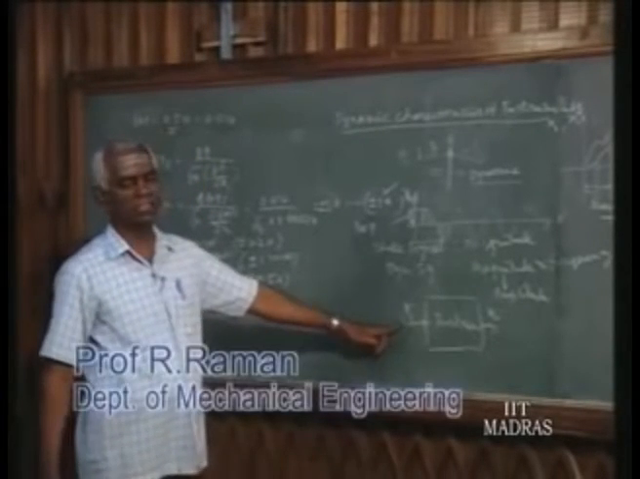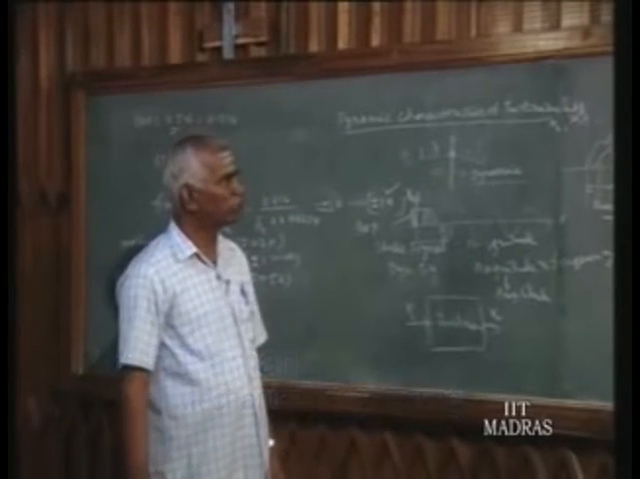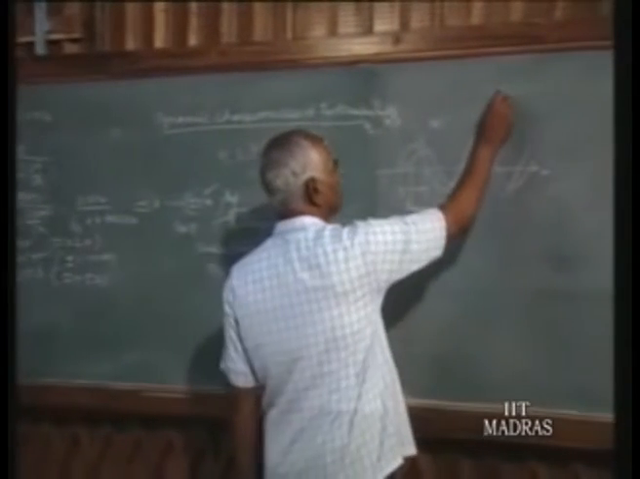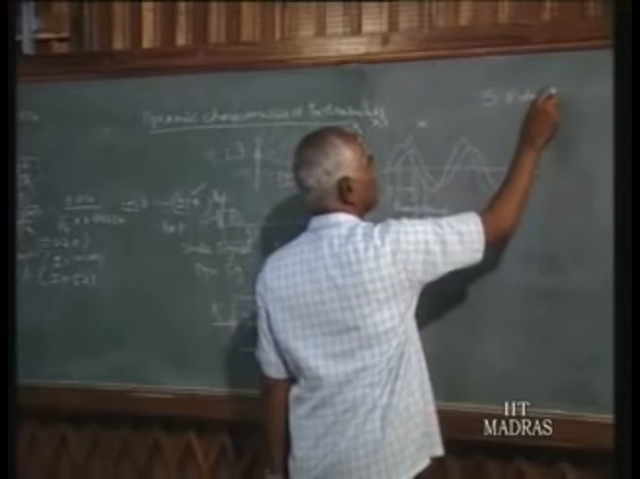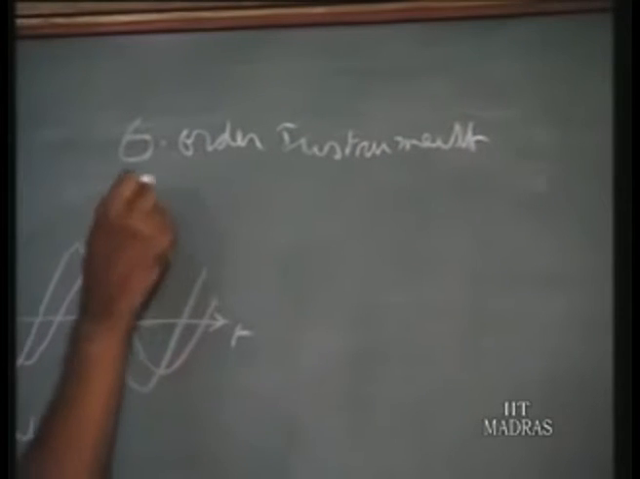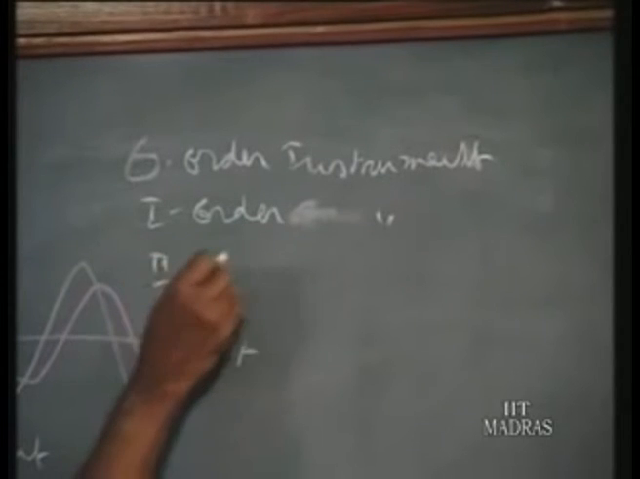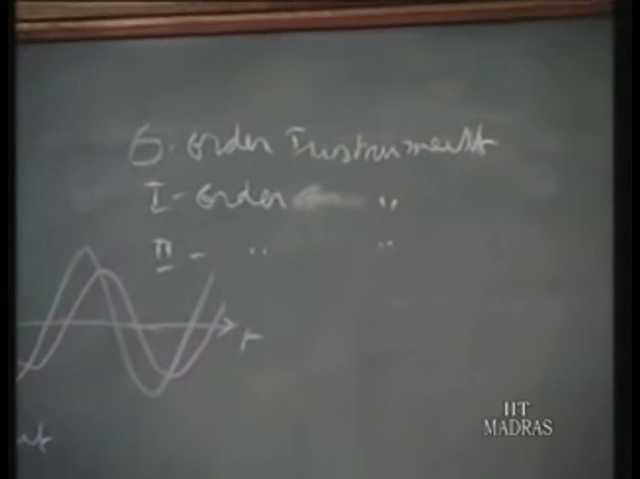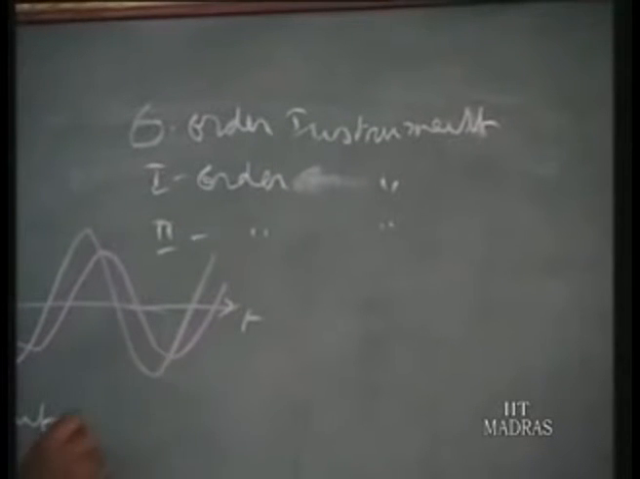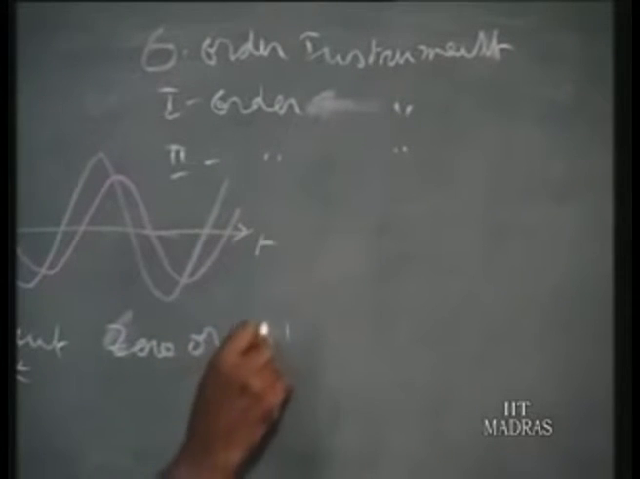Depending upon the response of the instrument, we have three types of instrument: zero order instrument, first order instrument, then second order instrument. So three types of instruments are there depending upon their response for the dynamic signal. So first we will take the zero order system, zero order instrument.